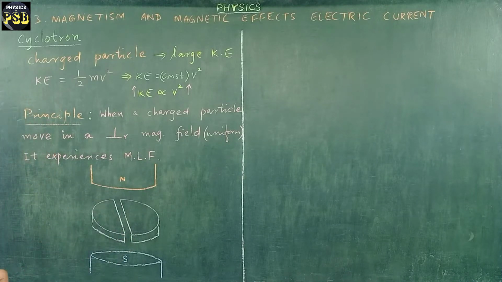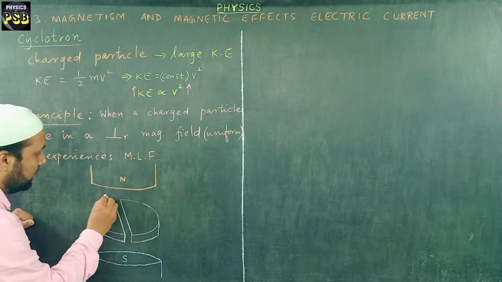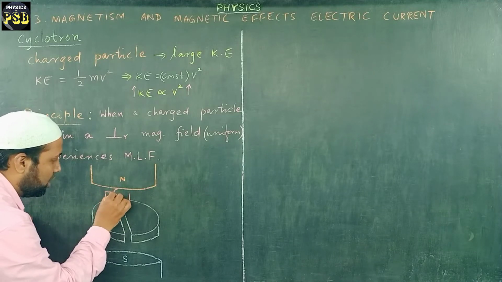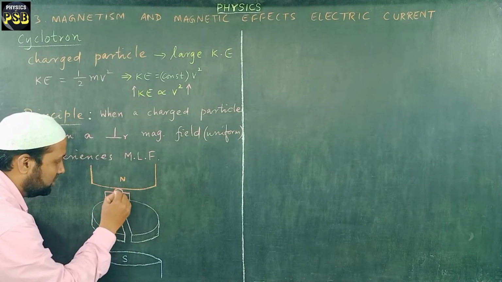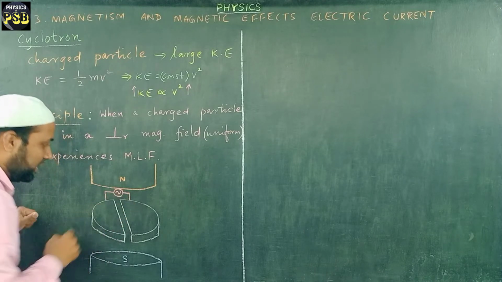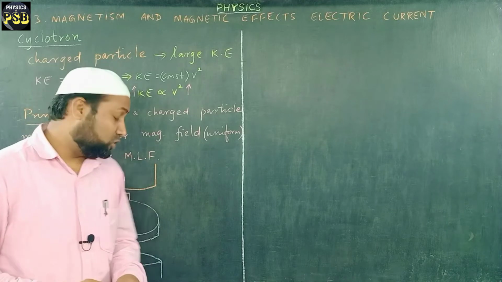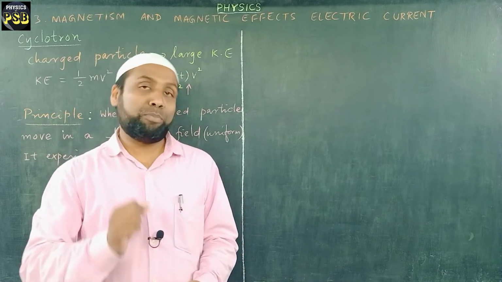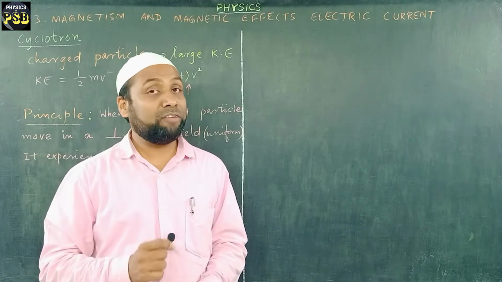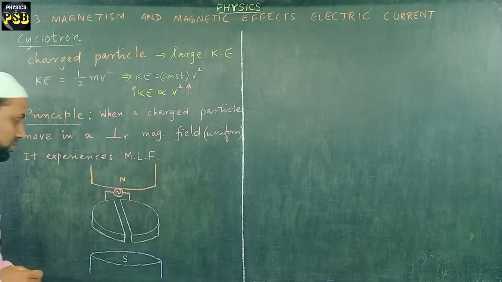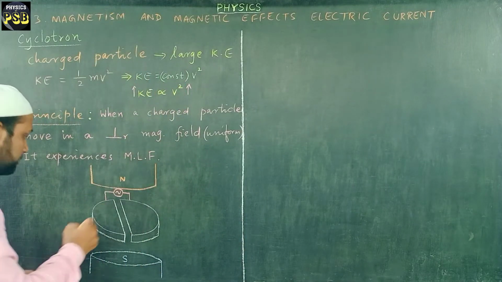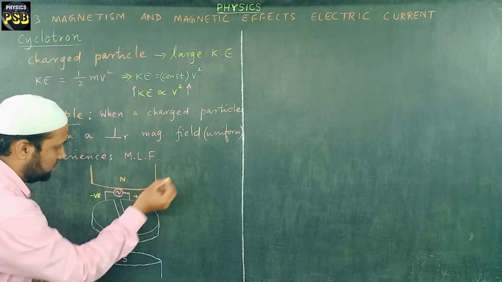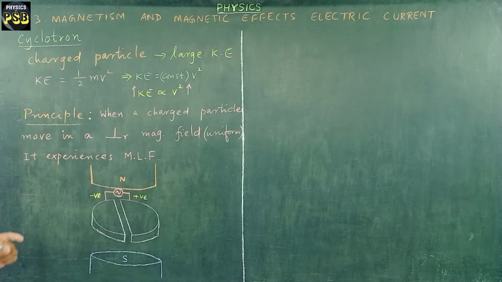These two semicircular metal containers are attached to a high frequency oscillator. This high frequency oscillator produces a high frequency alternating electric potential. Okay, so this end is negative, remember, this is the positive side. What does it mean? That I will explain to you later.